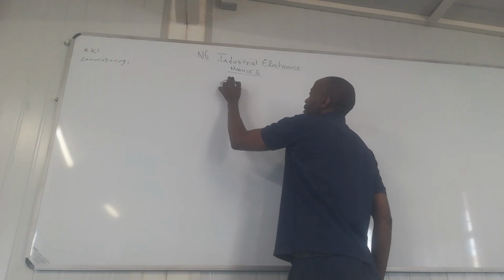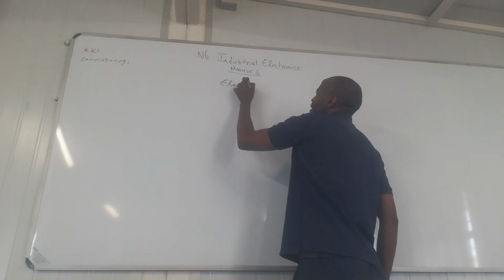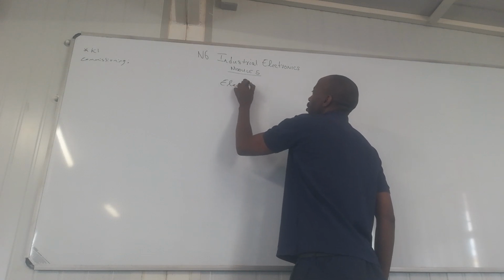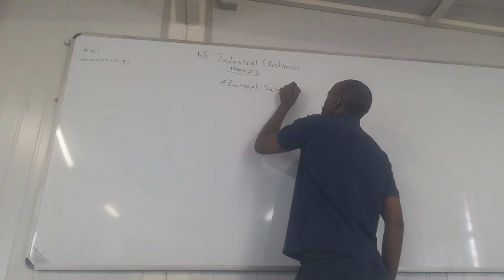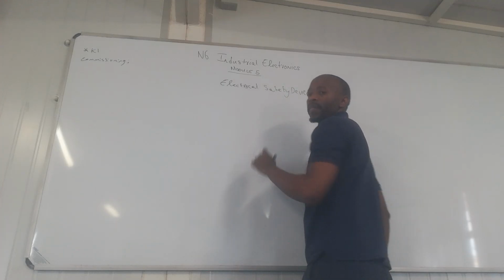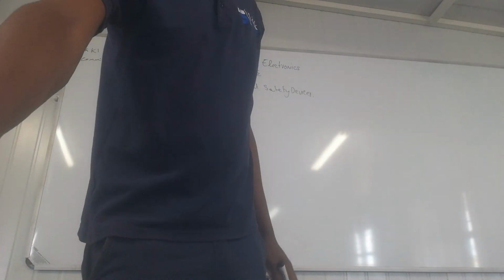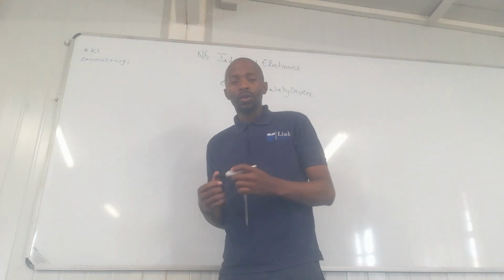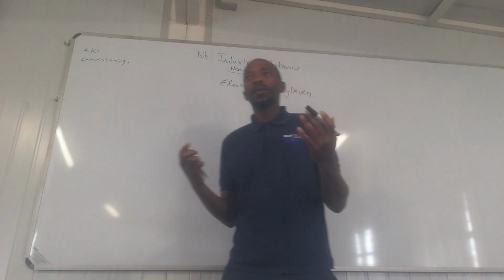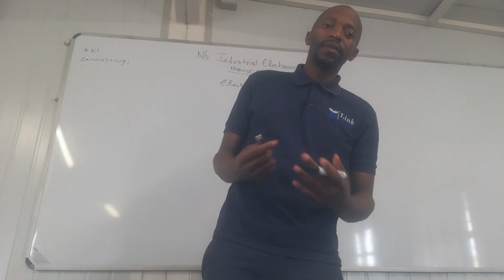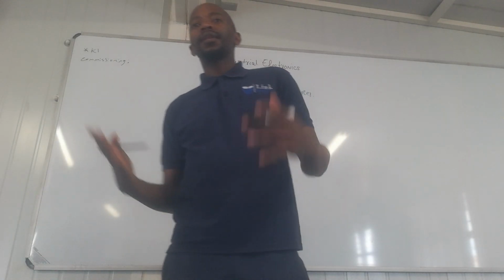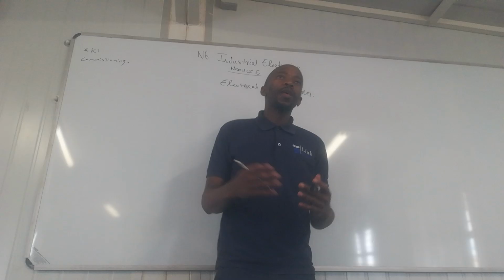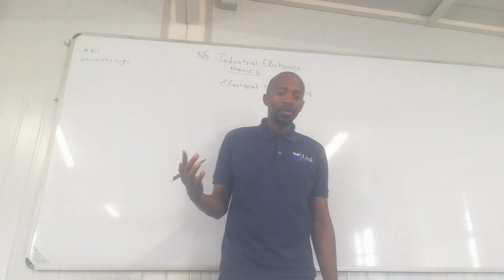Electrical safety devices. Now, when we talk of electrical safety devices, what are electrical safety devices? Electrical safety devices are devices that are installed in electrical circuits that cut off the current in case of an emergency, in case of overload, in case of leakage current.